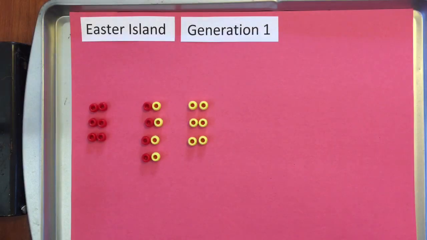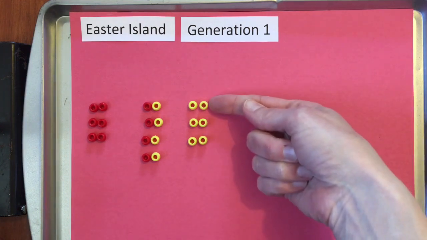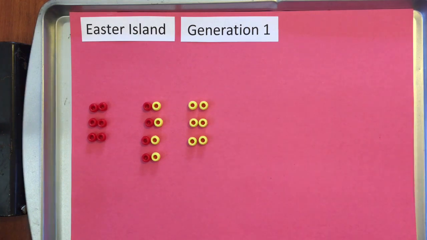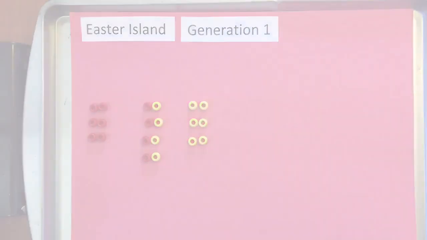This is the first generation of beetles that we're going to observe on Easter Island. Remember, each beetle is represented by two beads because they're diploid. And here I've got the beetles organized by their genotypes: homozygous dominant, heterozygous, and homozygous recessive. At this point, you should pause the video, go to your data table for Easter Island, and record your data for generation 1, looking at the different genotypes, the number of each allele, and then calculate the allele frequencies.